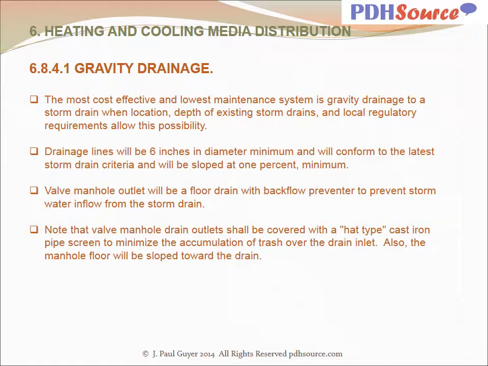Drainage lines will be 6 inches in diameter minimum and will conform to the latest storm drain criteria and will be sloped at least 1% minimum. Valve manhole outlet will be a floor drain with backflow preventer to prevent stormwater inflow from the storm drain. Note that valve manhole drain outlet shall be covered with a hat-type cast iron pipe screen to minimize the accumulation of trash over the drain inlet. Also, the manhole floor must be sloped toward the drain.